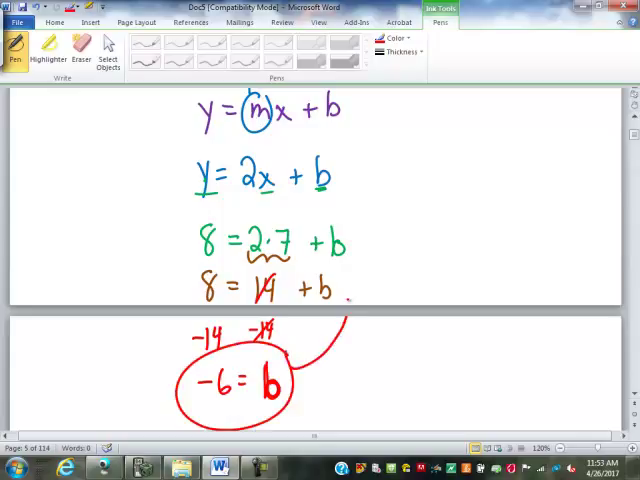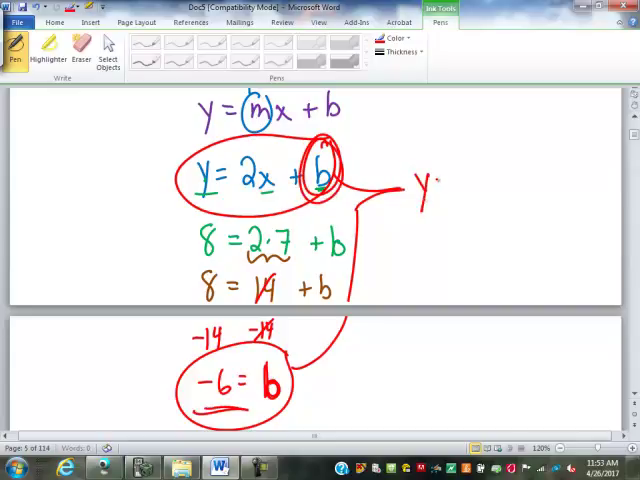So again, we'll use that along with this part here where we plugged in the slope. We're going to replace b with negative 6. So y equals 2x, and instead of plus b, we put in the negative 6. So that's not too bad.